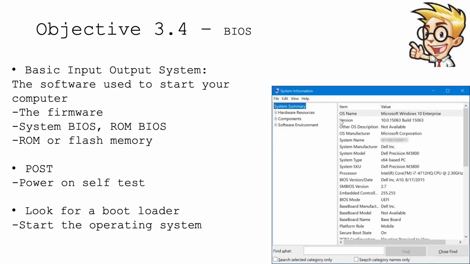When you start your computer, something has to begin the process of loading an operating system. On most of our personal computers, this is the BIOS, or the Basic Input-Output System. This is the software that starts up when you hit the power button. And usually all of those things you see flying down the screen when you boot up are coming directly from the BIOS software. This is sometimes referred to as the firmware of your system. It's the system BIOS or the ROM BIOS, or in some cases the ROM or flash memory.